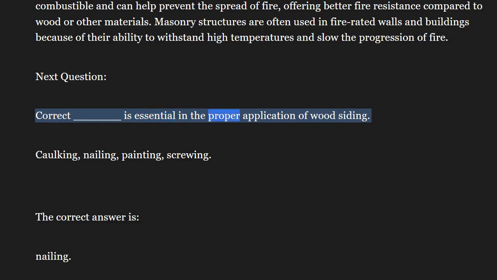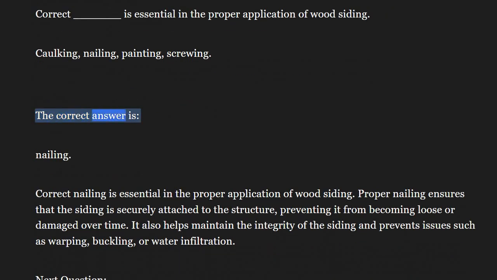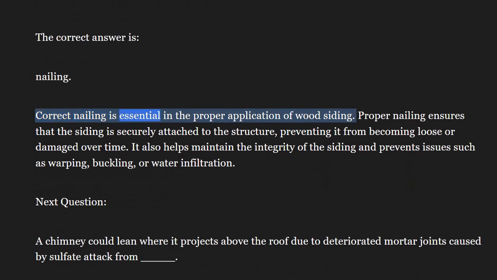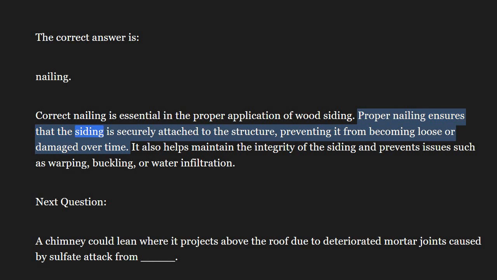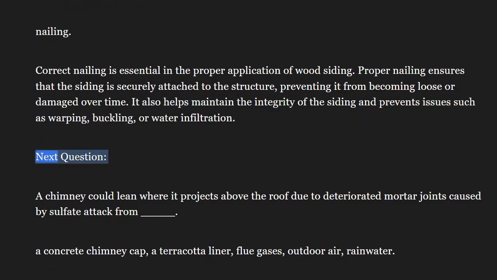Next question. Correct blank is essential in the proper application of wood siding. Caulking, nailing, painting, screwing. The correct answer is, nailing. Correct nailing is essential in the proper application of wood siding. Proper nailing ensures that the siding is securely attached to the structure, preventing it from becoming loose or damaged over time. It also helps maintain the integrity of the siding and prevents issues such as warping, buckling, or water infiltration.